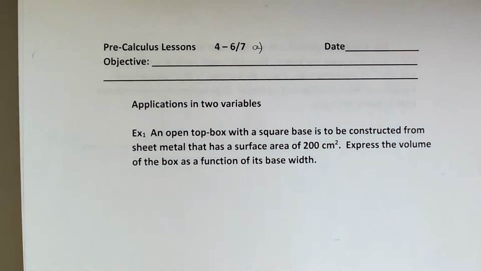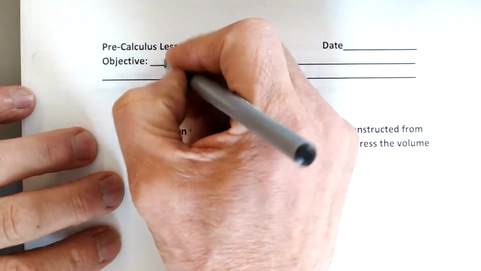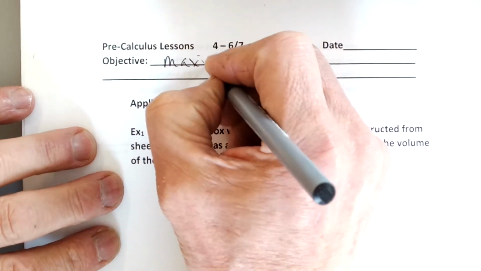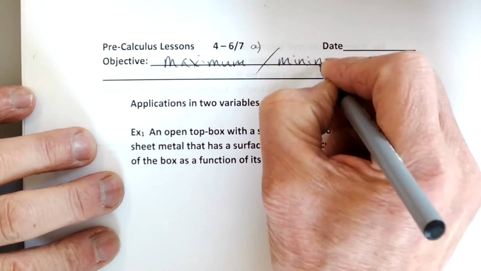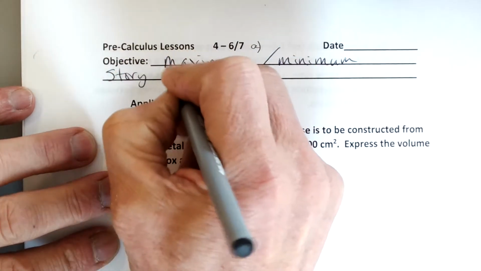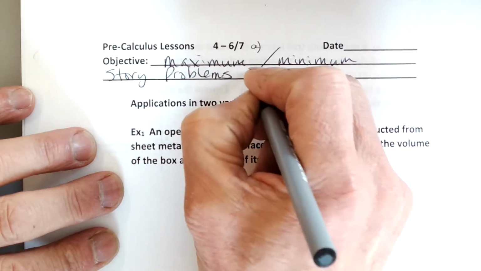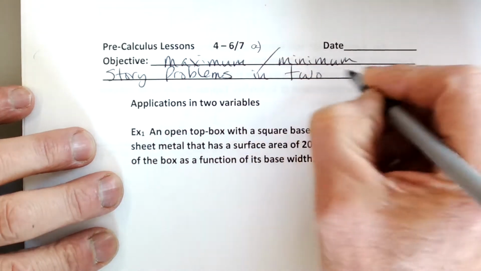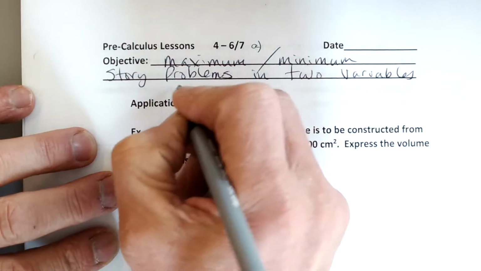Yeah, okay, we're live. So today, what we want to talk about is max-min problems in two variables. So we're going to do maximum, minimum, story problems in two variables, which means you have to have two equations, okay?